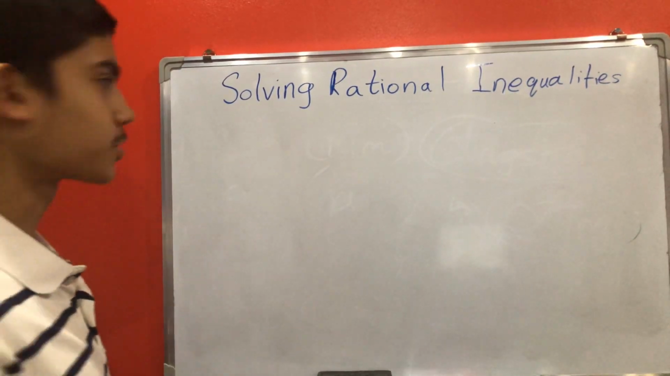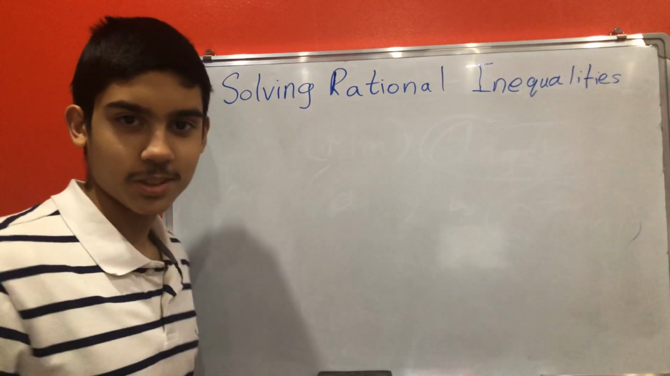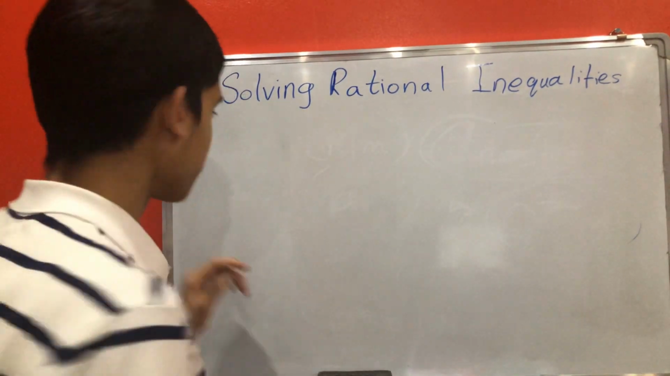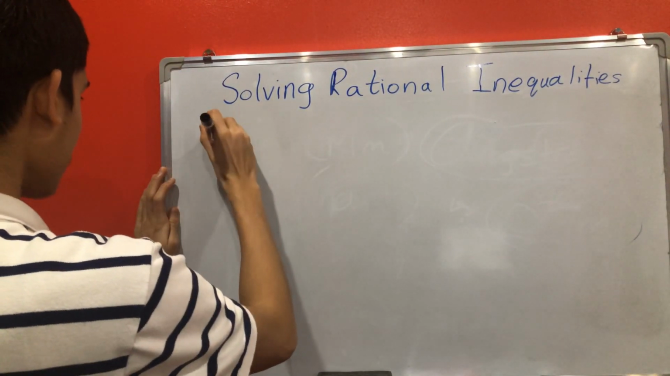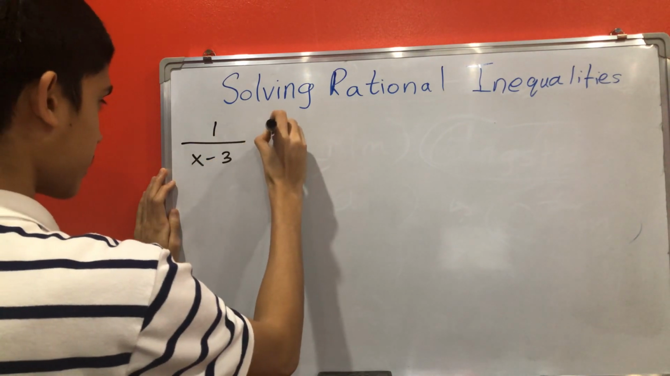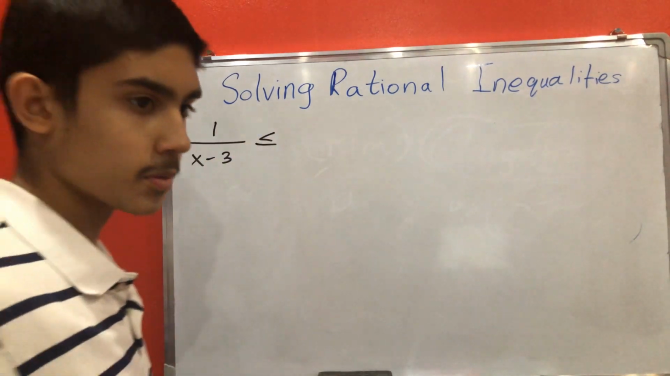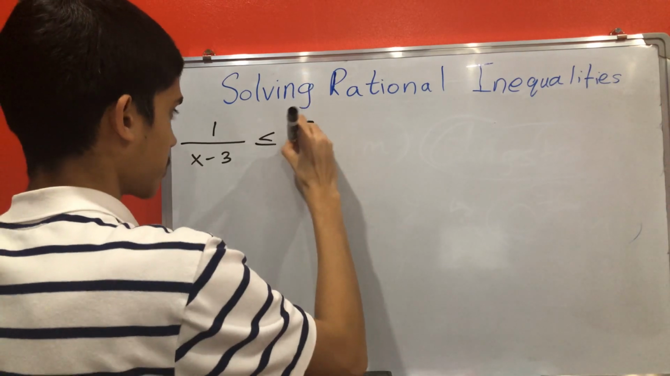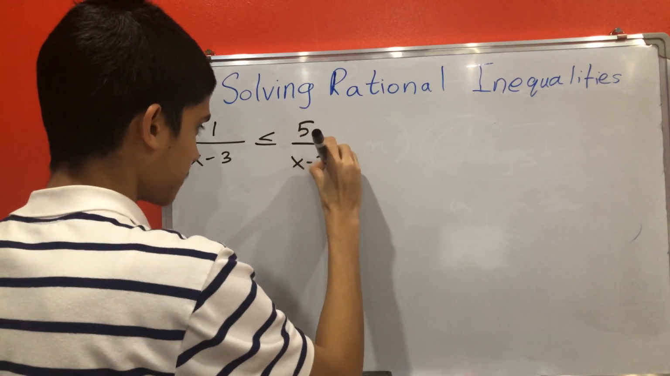Let's learn how to solve rational inequalities. So I'm going to give you an example. Let's say we have 1 over x minus 3 is less than or equal to 5 over x minus 3.